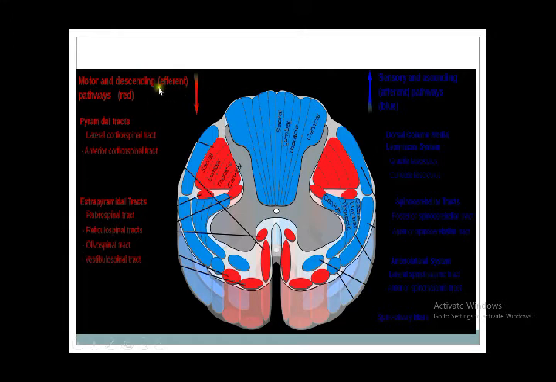Here you can see on the right side the descending motor pathways or tracts, and these are the ascending sensory pathways. In the motor pathways, the most important pyramidal tracts are the corticospinal tracts, the lateral corticospinal tract over here and the anterior corticospinal tract. Other than these two tracts, the other most important tracts are basically extrapyramidal tracts. As you can see here, the rubrospinal tract, the reticulospinal tract, the olivospinal tract and the vestibulospinal tract.